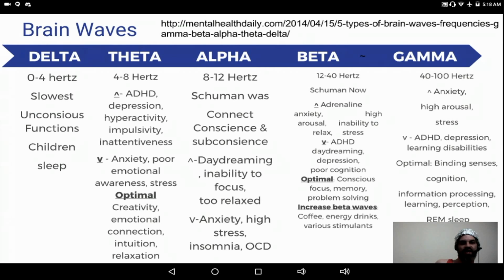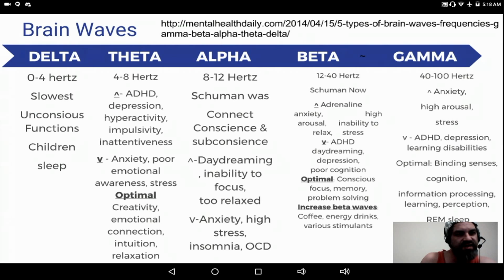And then we have the highest, the 40 to 100 hertz. These are responsible. The higher gamma waves are responsible for anxiety, high arousal, stress. Apologize for yawning in everybody's ear there. And the lower ones are responsible for ADHD, depression, and even learning disabilities. So when our gamma waves are higher, we learn better, and when they're lower, we don't.